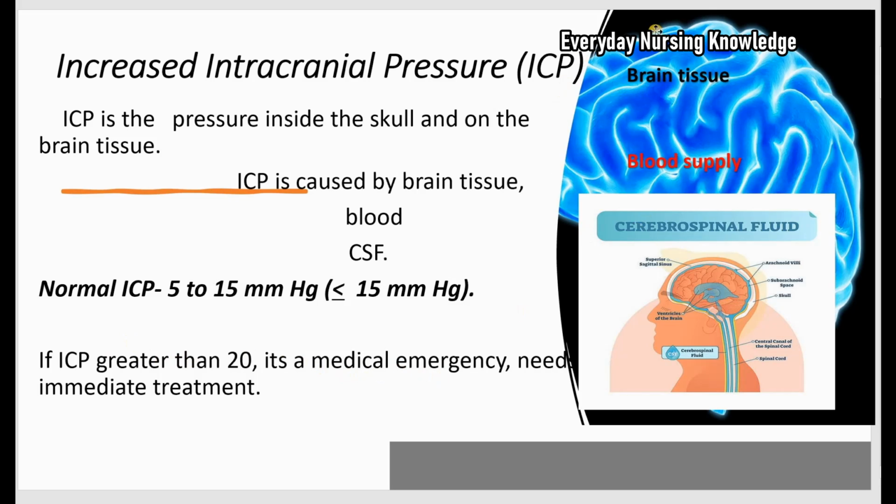What happens when the ICP increases greater than 20 is there is increased pressure within the brain tissue and the brain is enclosed within the skull. There is no space for the brain to expand. So ICP, or pressure within the brain, increases. As a result, blood supply to the brain decreases. Now, brain is deprived. Brain is not receiving blood and oxygen. That leads to permanent brain damage. So it is a medical emergency and it needs immediate treatment.